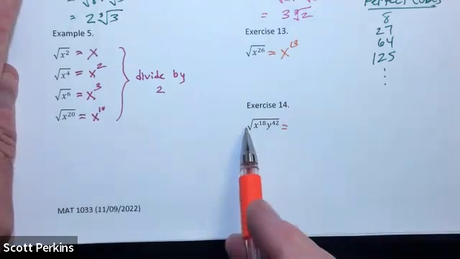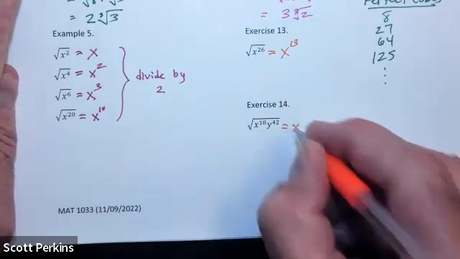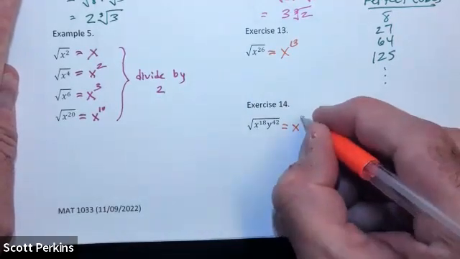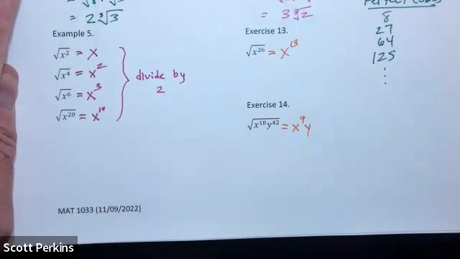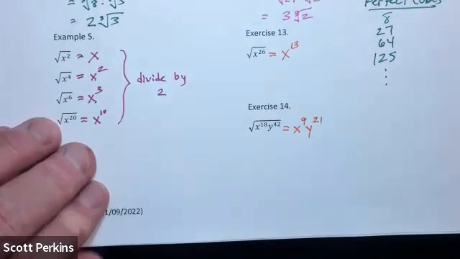Great. If I take the square root of x to the 18th times y to the 42nd, that's going to give me x to what power? 9. And then y to what power? 21. Great. All right, well then here is the last new thing that I have for you as far as related to our product rule of radicals.